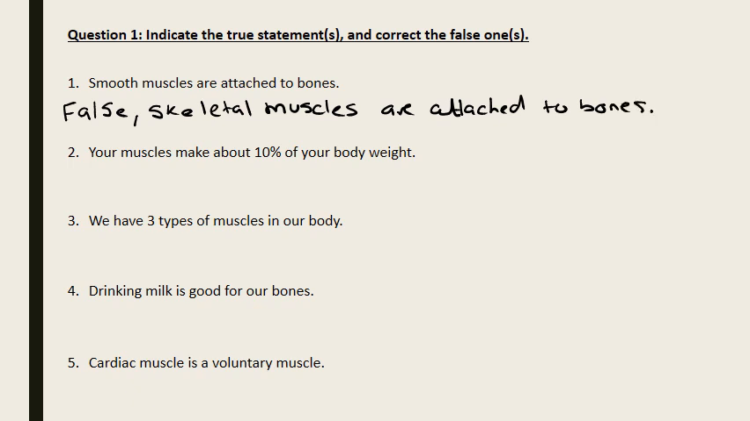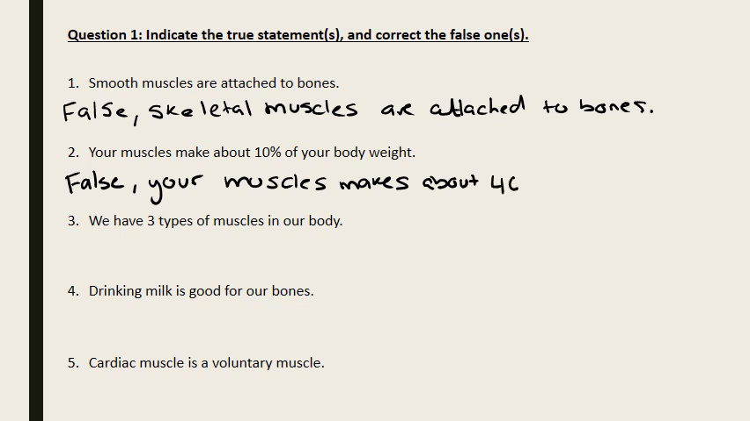Your muscle makes about 10% of your body weight. This is false. Your muscle makes about 40% of your body weight. We have 3 types of muscles in our body. This is true.